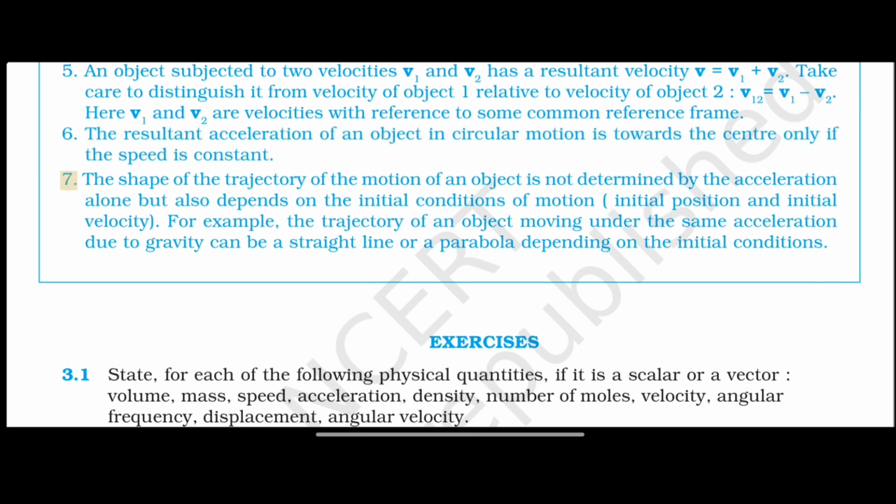7. The shape of the trajectory of the motion of an object is not determined by the acceleration alone but also depends on the initial conditions of motion, initial position and initial velocity. For example, the trajectory of an object moving under the same acceleration due to gravity can be a straight line or a parabola depending on the initial conditions.